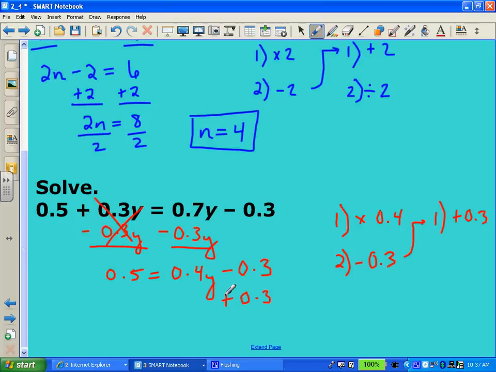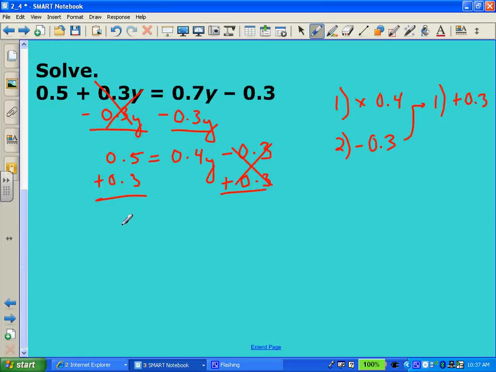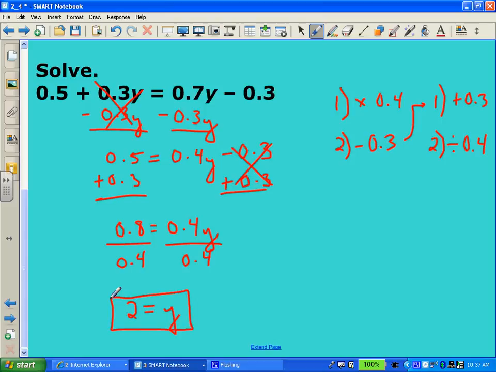Let's do that first. Over here, negative 0.3 plus 0.3 is 0. Over here, I get 0.8 equals 0.4y. And the second thing I'm going to do is divide by 0.4. 0.8 divided by 0.4 is 2, so y equals 2. Okay? So that's the first type of problem you'll run into as you work on your homework.